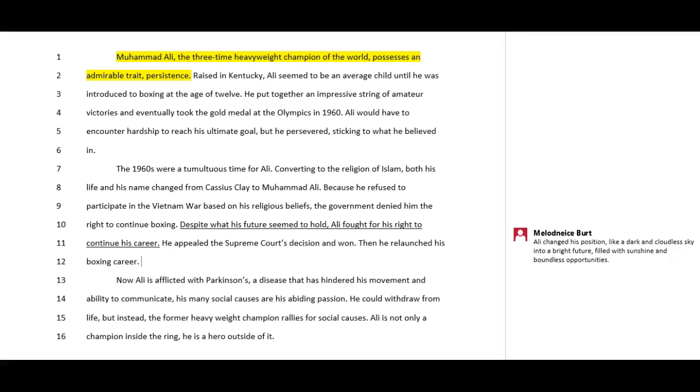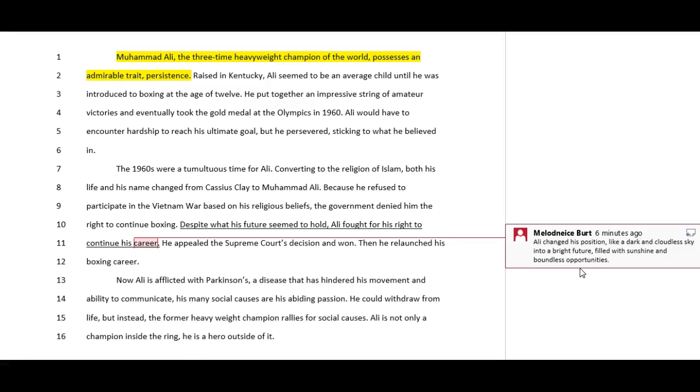I decided to utilize imagery to create a statement that would still support my thesis statement, but would engage my audience. So take a look at the comment that I inserted on the right. Ali changed his position like a dark and cloudless sky into a bright future filled with sunshine and boundless opportunities.